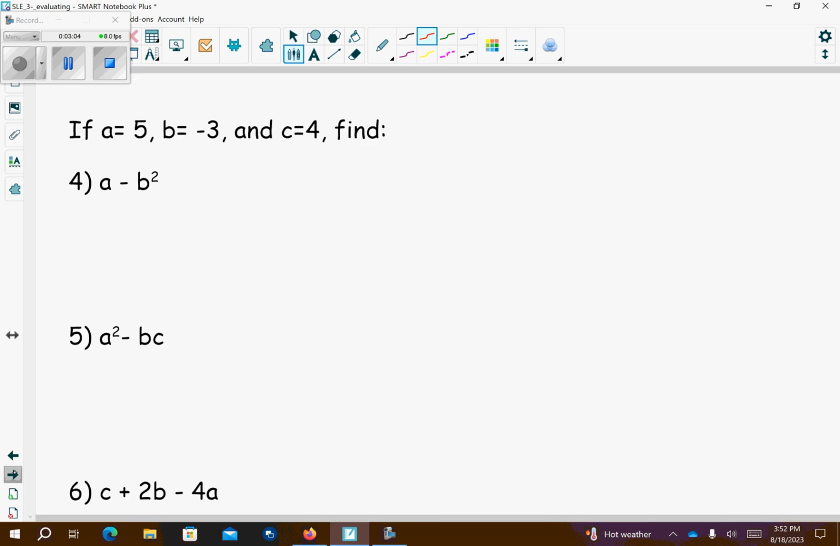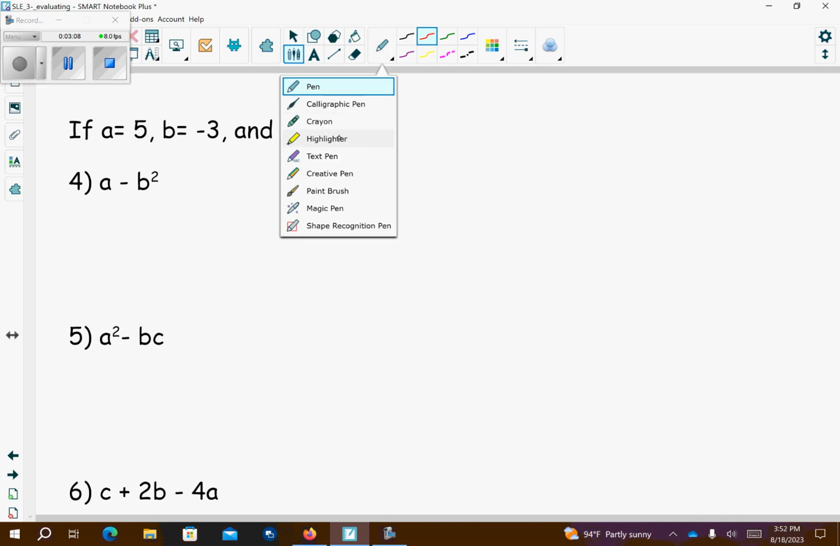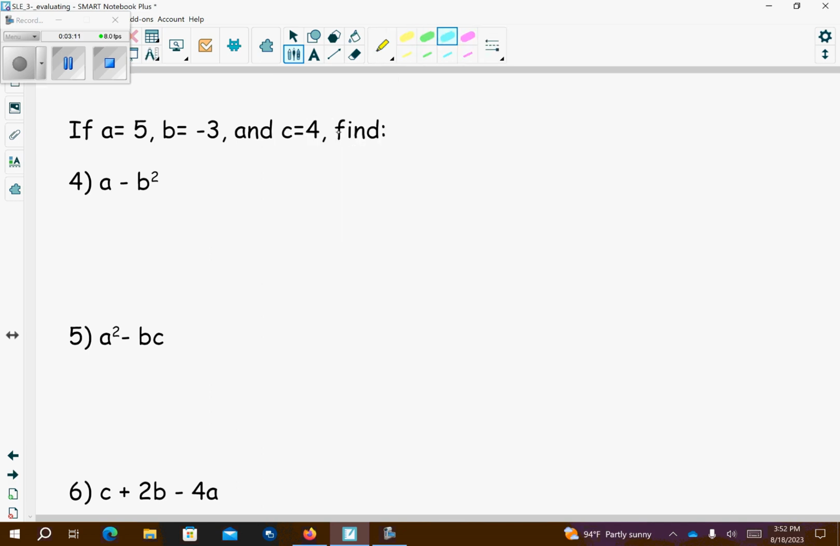Now we're on the back side, page 12. Let's do it the exact same way we've done it before. If you ever want to use a highlighter, there are some underneath the big electronic board, so just grab one to borrow. All right, I know my a value is 5, so I'm going to highlight all my a values. I also know that my b value is -3, and my c value is 4. We can go ahead and start doing these problems.